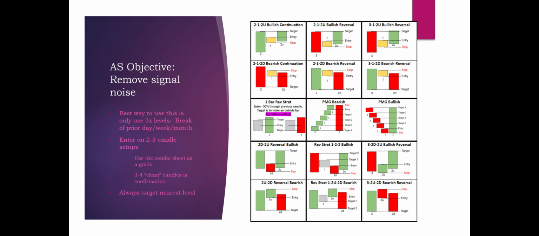So this particular chart here is just a continuation of that. Again, we're trying to remove the signal noise. So the best way to use this is to only use three different levels, right? A break of the prior day, the prior week, or the prior month. And what you're looking to enter are on our 2 to 3 candle setups. So again, use the Canva sheet as a guide, right? You're going to want 3 to 4 quote unquote clean candles to provide confirmation that your trade is in a good spot. And remember that you're always targeting the nearest levels.